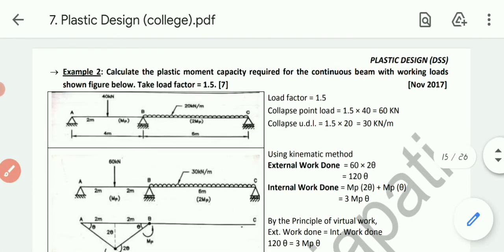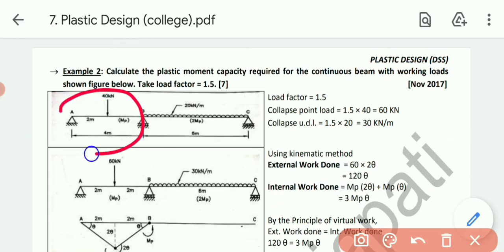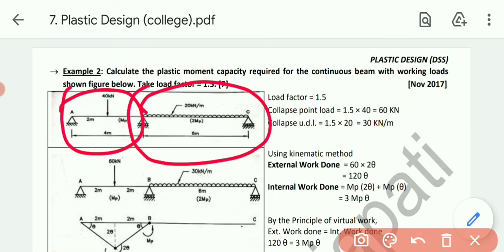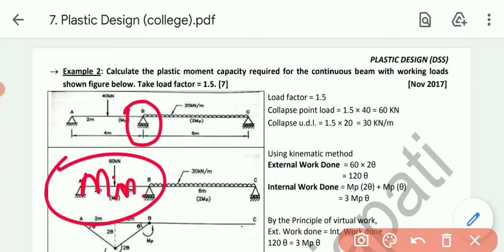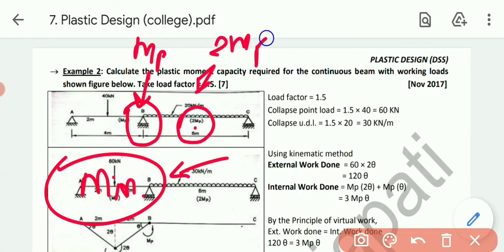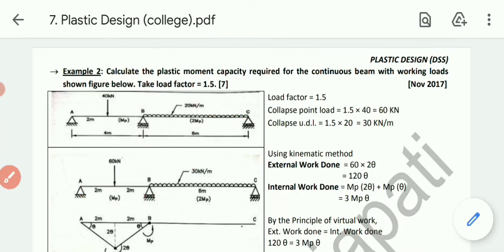As I have discussed earlier, in span AB the moment is MP, while in span BC the moment is twice MP. So at the intermediate point B, the support, both MP and twice MP will be acting. What we need to consider is the minimum moment. Whenever at any support or point two different moments are acting, always consider the minimum moment. So at point B, I will consider the minimum moment MP, while at the center point I will consider the moment twice MP. And there is no issue with C, because it is a roller support at the end, so moment will not be produced at that point.